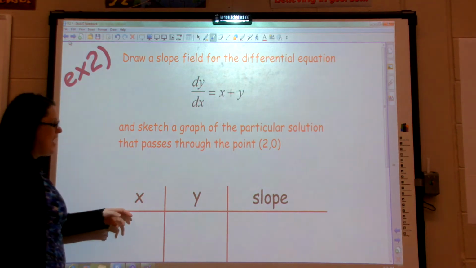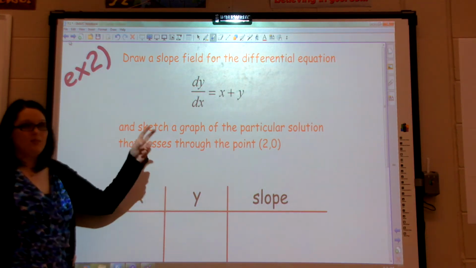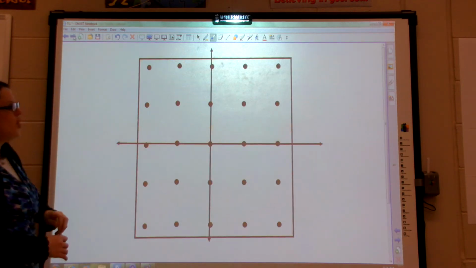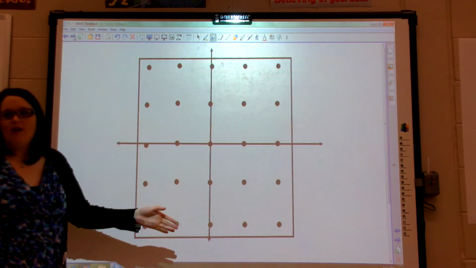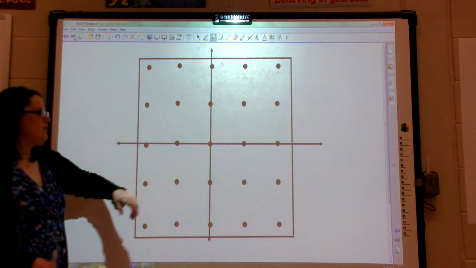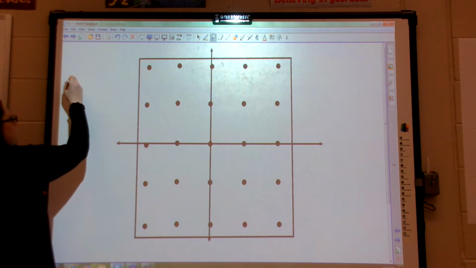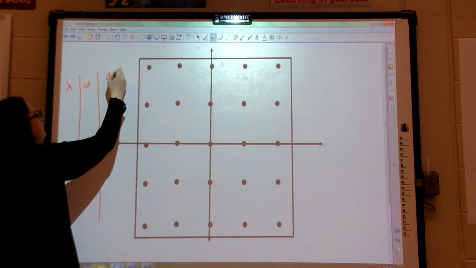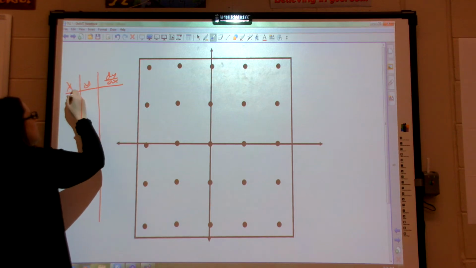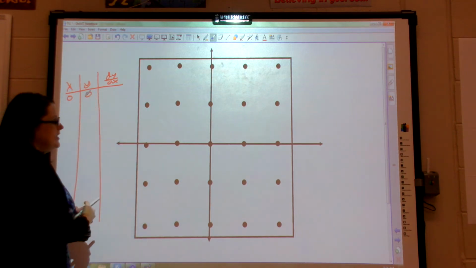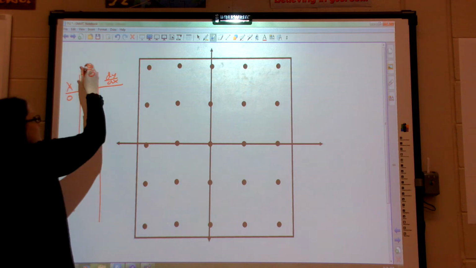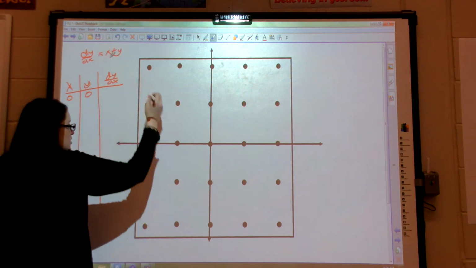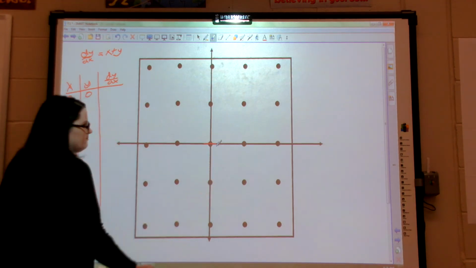Now our table has both x and y because it depends on both variables. So looking at my graph, I have to go point by point. I can't do an entire row now. So at the point 0, 0, I'm going to draw my table here. I'll have to keep going back and forth. dy/dx is what? 0. So I get slope is equal to 0.